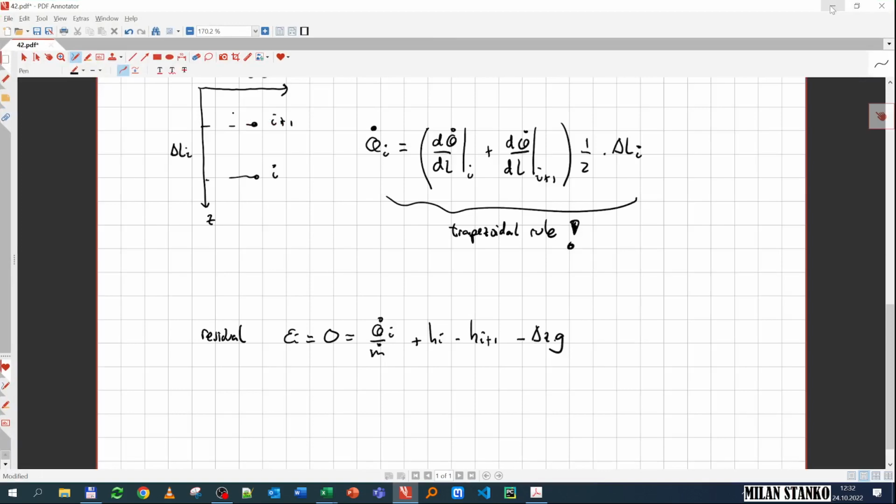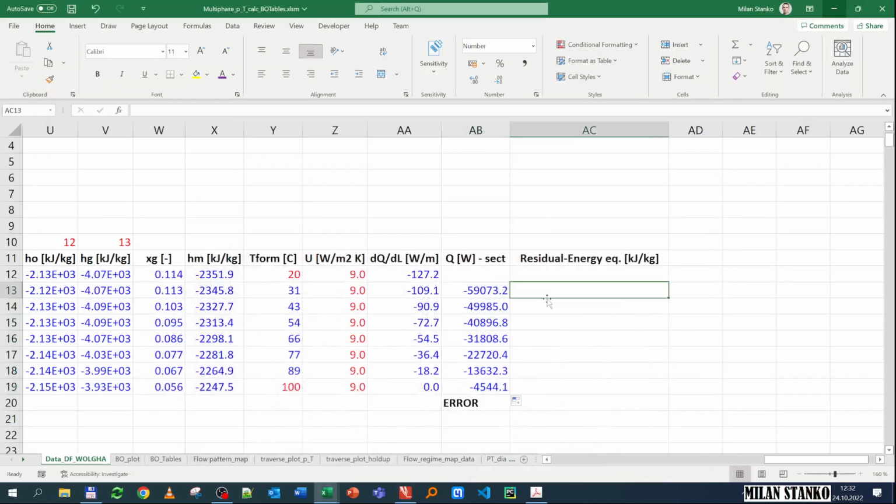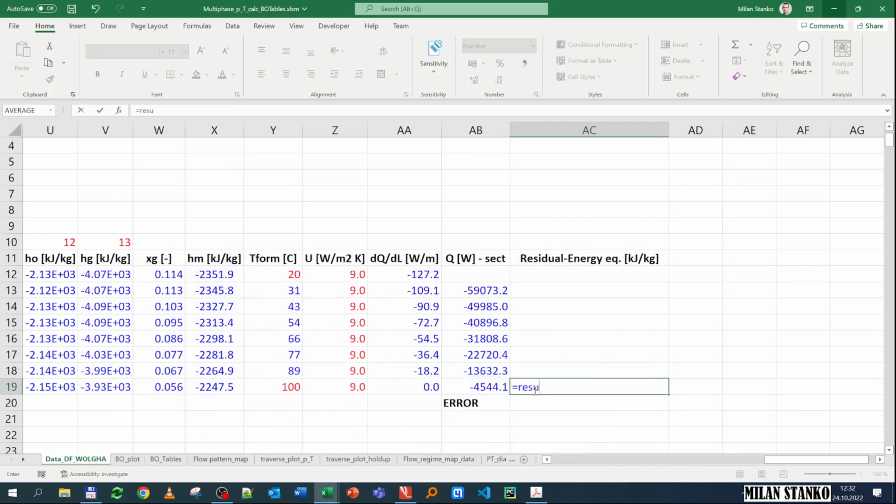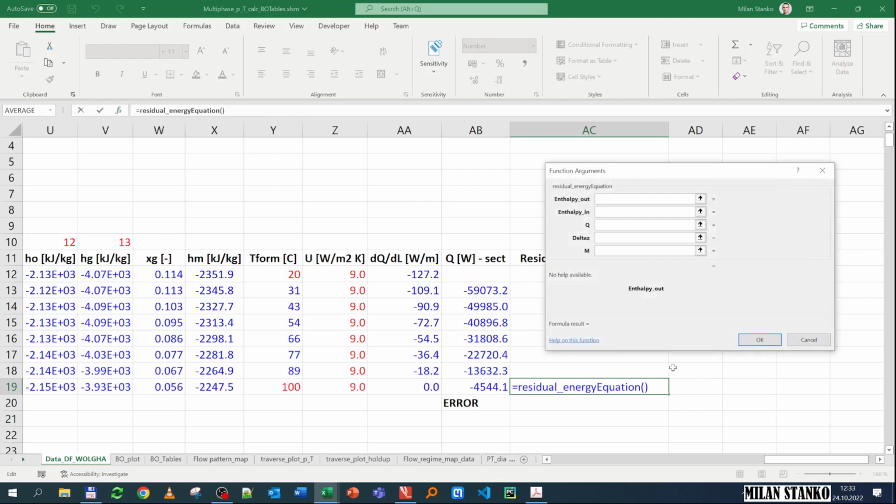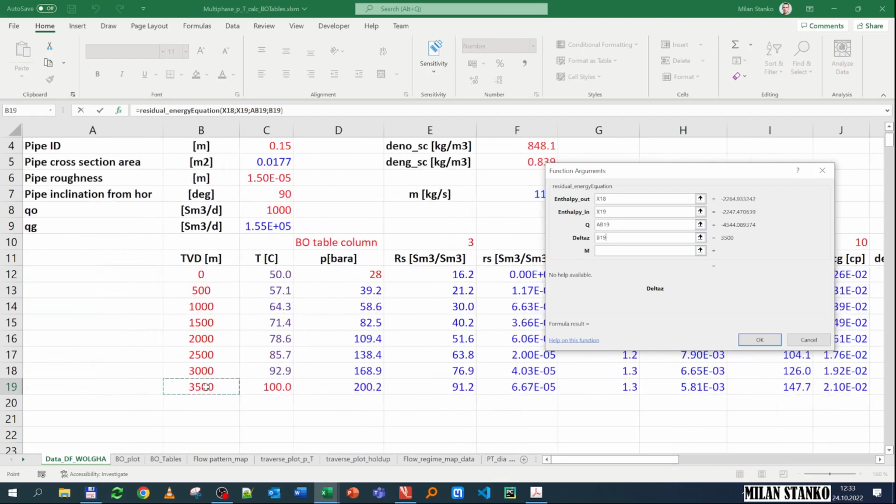Okay, so it's exactly that, the residual of the energy equation. So I want to verify now if that residual is satisfied or not. If it's not satisfied, well, we are in trouble. We need to make that equal. So let's call it residual energy equation, and that will be for each section. Enthalpy out is this one, enthalpy in is this one, and the Q that I have is this one. Delta Z here, remember, is out minus in, so it should be a positive number. And the mass flow, which is here.